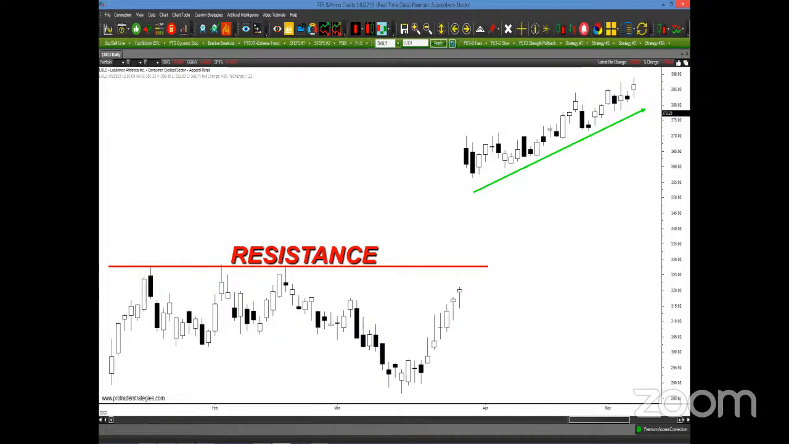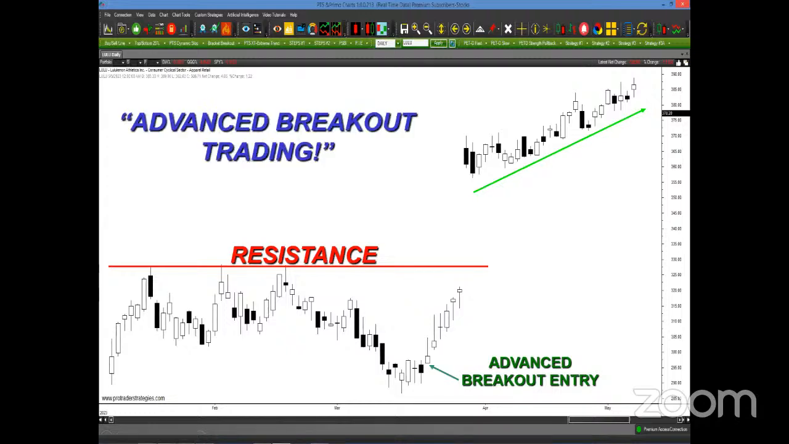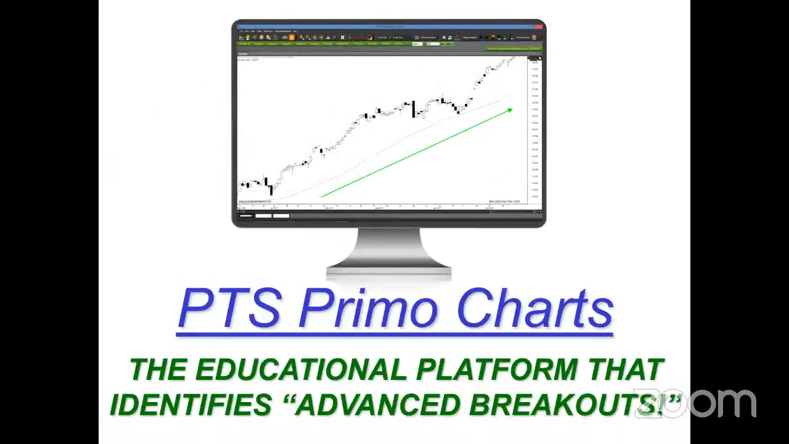Well, in today's educational presentation, I'm going to show you an advanced way to trade breakouts, because using this specific indicator, it would have actually had you in right here in an advanced breakout entry, well in advance of having to wait for the standard resistance entry. So this is what we're going to be talking about today and sharing with you: advanced breakout trading. And the beauty of this is that everything is one click away on our platform, the PTS Primo charting platform that auto-identifies these advanced breakout areas.